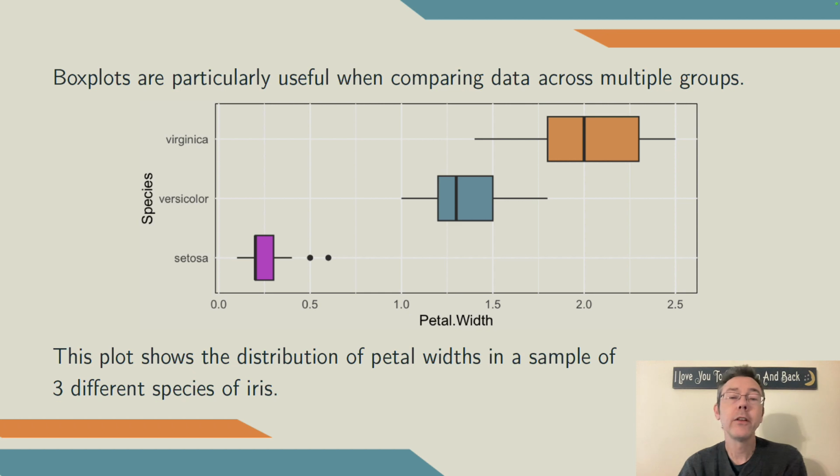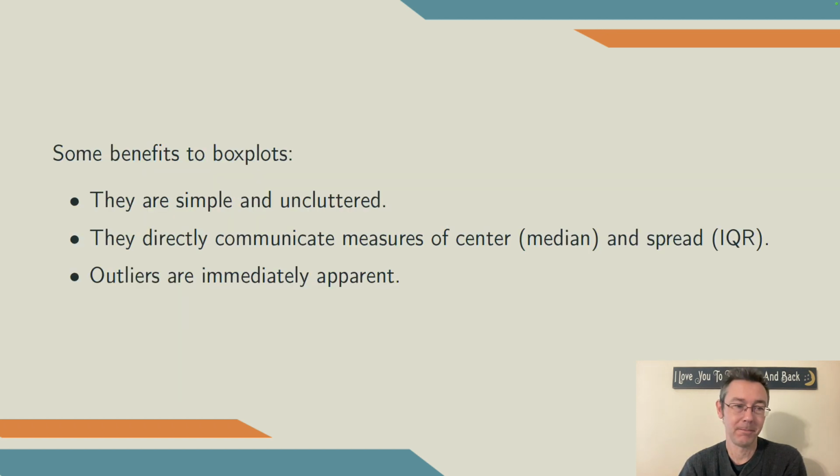Box plots are particularly useful when comparing data across multiple groups, as in this example, where we're seeing the distributions of petal widths in 3 different species of irises. Sometimes this is called a side-by-side box plot, and this is one of the most fundamental sorts of displays when you have one categorical and one quantitative variable.